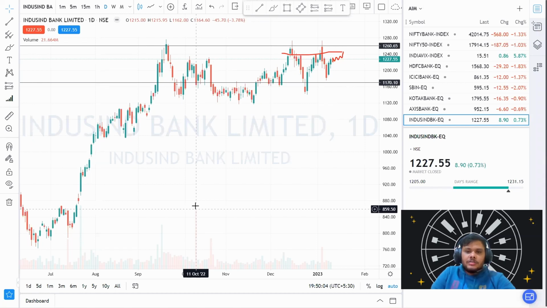But if it opens flat and shows negative movement there, then you can also take trade for selling, and you can set your target to round level 1200.